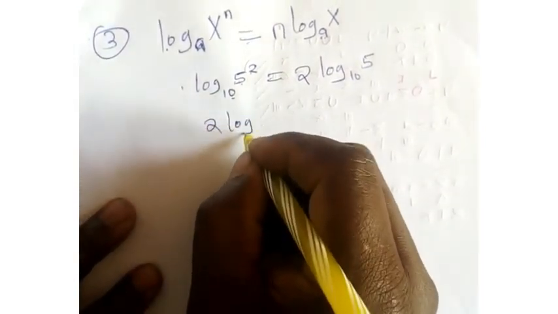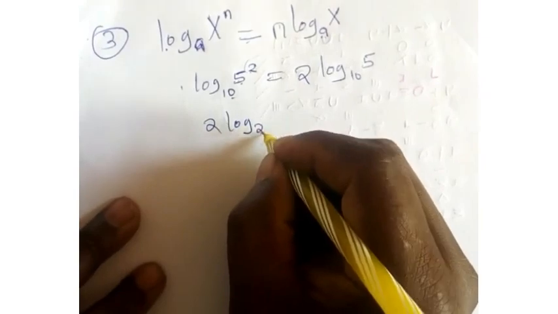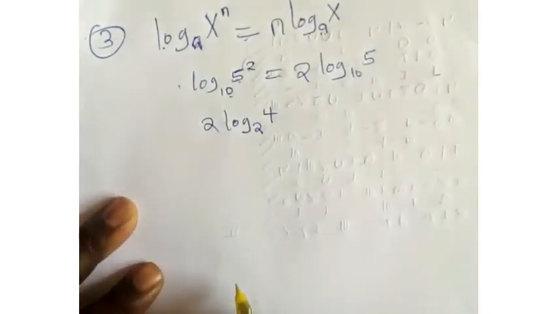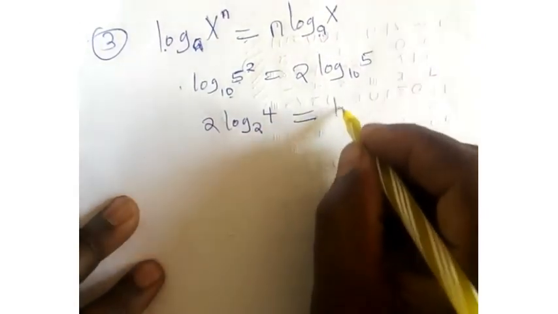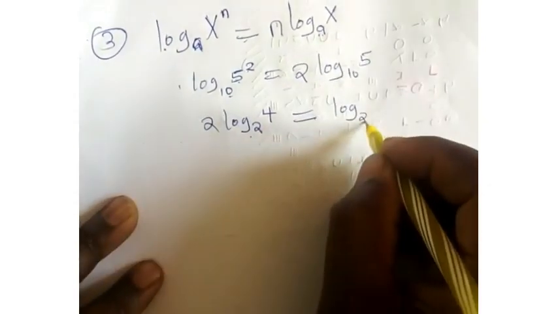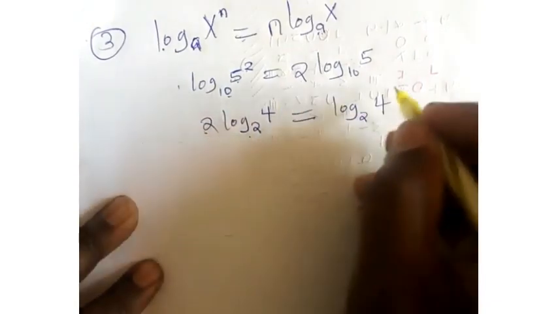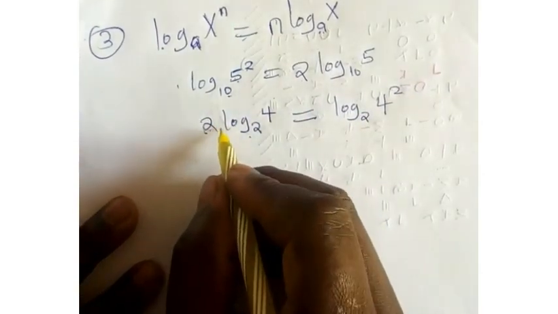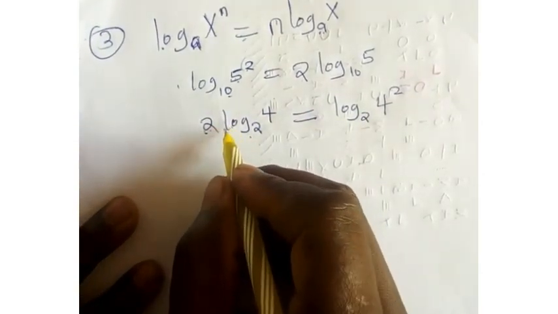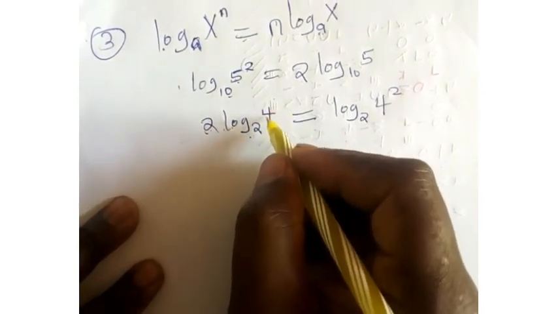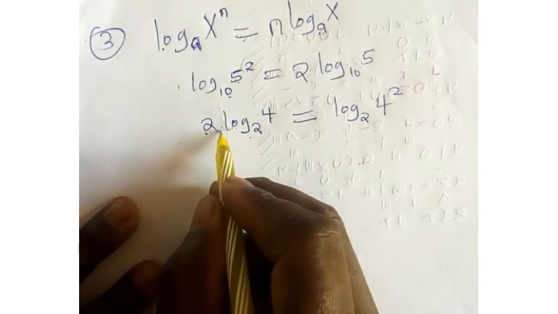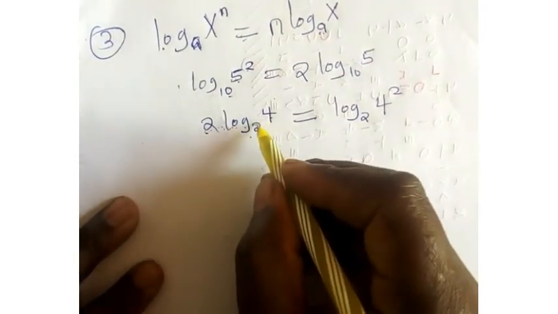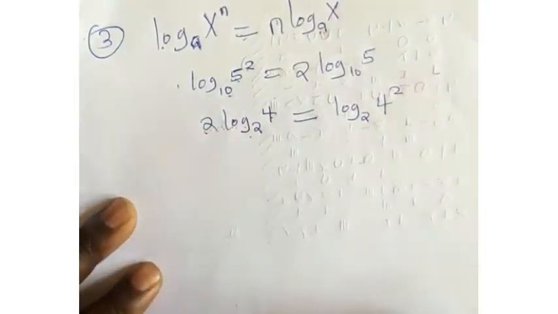If you have 2 log base 2 of 4, right? What does that mean? This simply means that it is a log to base 2 of 4 squared. Any number that comes before the log is the power of the given number. A number which comes before the word log is the power of the given number. You should know that.